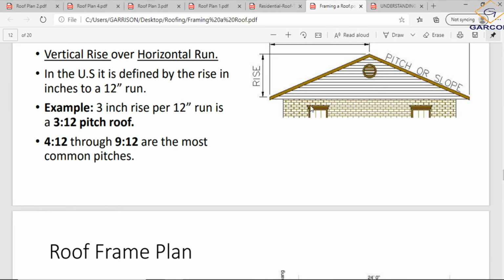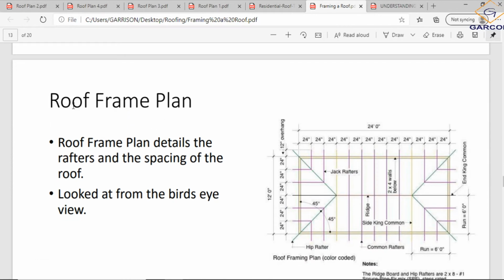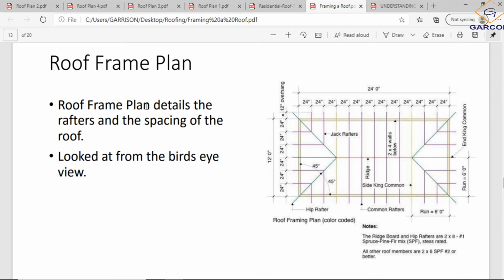Now, these are the pitch or the slope of the roof. So it's called pitch or slope. So when somebody says pitch, they are basically talking about the slope or the incline of the roof. So, the roof framing plan now. The roof framing plan details the rafters and the spacing of the roof.